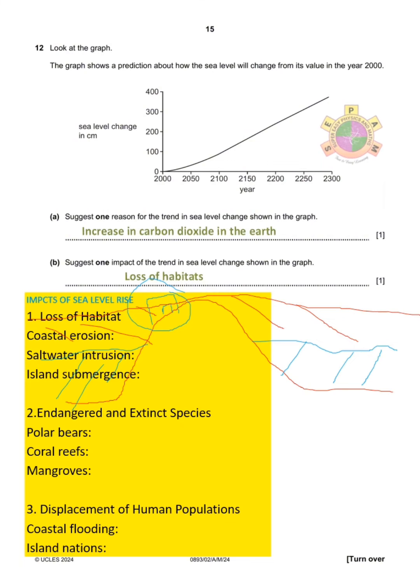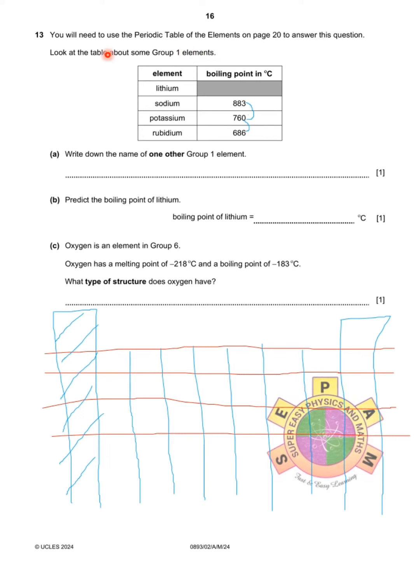All right, so let's go to the next question. Question 13. You need to use the periodic table, okay? It's on page 20 of the question paper. That is the last page of the question paper, so it's an insert in this question. So look at the table about some group 1 elements. So you have lithium, sodium, potassium, rubidium.